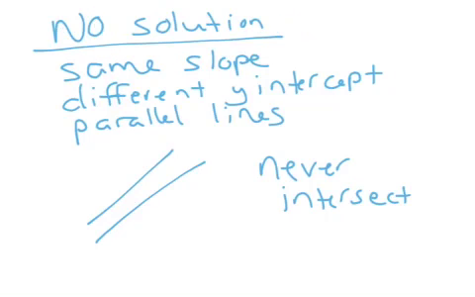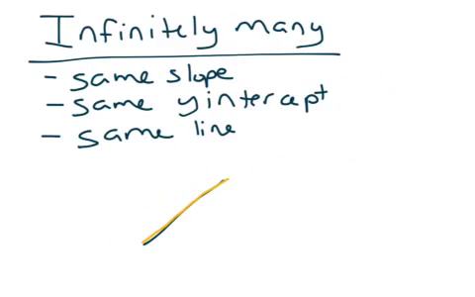If there's no solution, you would have the same slope and different y-intercepts. Your lines will always be parallel. They will never intersect. That's why you have no solution in common. Lastly, if you have infinitely many, you would have the same slope and the same y-intercept. Therefore, it is the same exact line. Therefore, every single solution is the same because it's the same line.